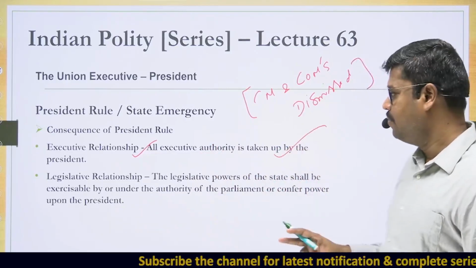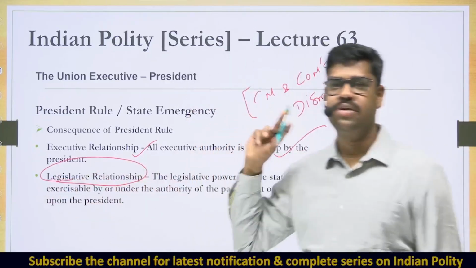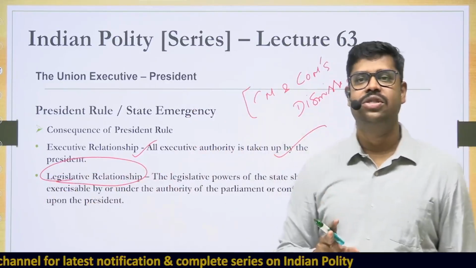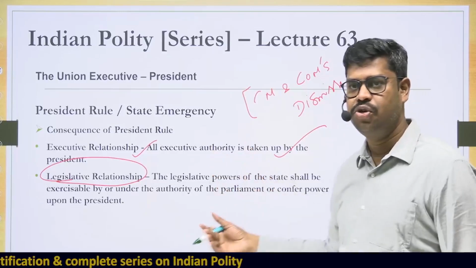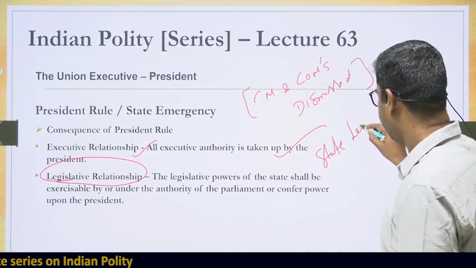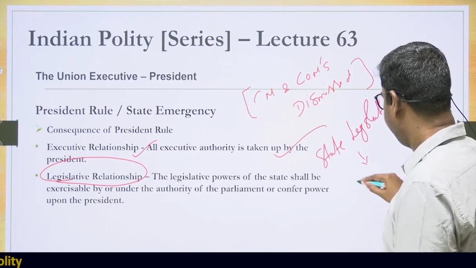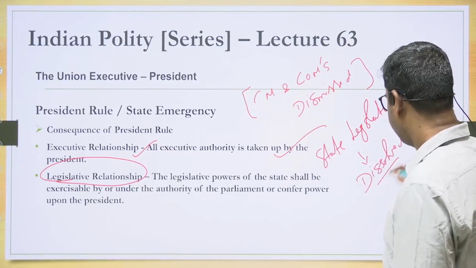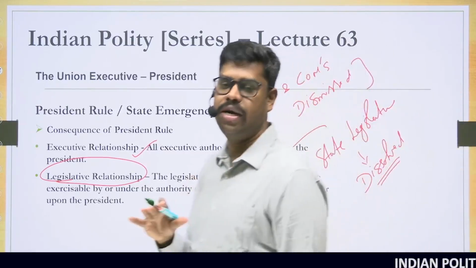Now the second important consequence is with regard to the legislative relationship. Is there any way the legislative relationship changes? Yes. The legislative relationship will also change, because whenever a state is kept under the president rule, the state legislature is dissolved. This is very, very important. So what will happen to the state legislature? The state legislature will be dissolved, but it will not be dissolved immediately, because the Supreme Court has already said that the state legislature has to be kept under what is called suspended animation.